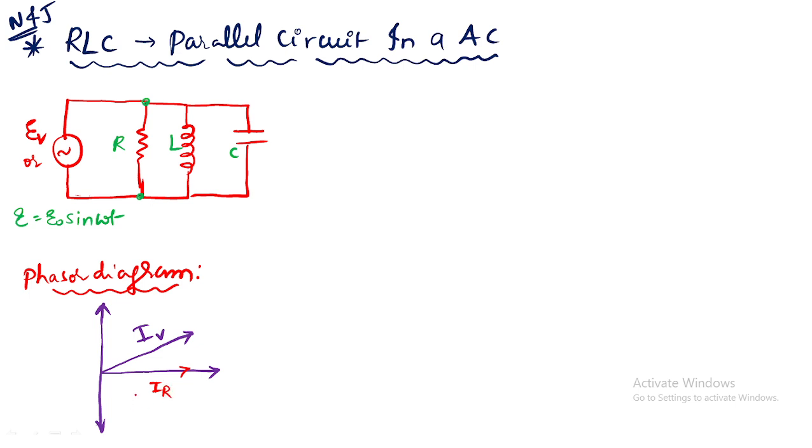Current in a resistance is I_R. Current in an inductor will lag. Yes or no? So I_L will be coming down. Above, the capacitor: current will lead, so it will come up as I_C. Okay, phasor diagram, phase angle.